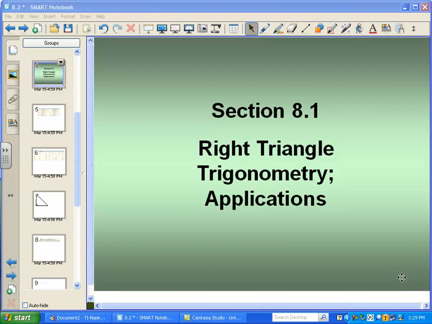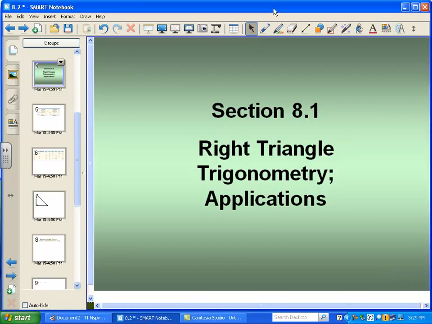What's up, junior mathematicians? We're taking a look today at section 8.1 in math analysis, which is a review of some right triangle trig, which is something you've seen before back in geometry, but it's something good that we like. It's a good topic to revisit for the rest of the unit.